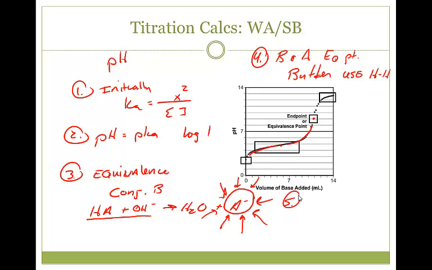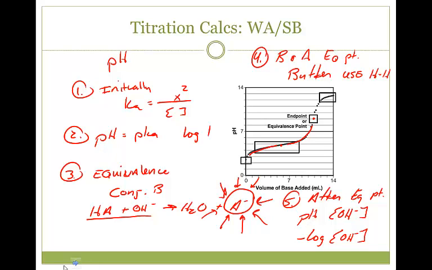The last situation where you have to find the pH is going to be after the equivalence point. And at this point, the pH depends solely on how much excess hydroxide you're adding. So figure out how much hydroxide you have added after the equivalence point, and you're just going to take the negative log of the hydroxide ion concentration. And that's how that will work.